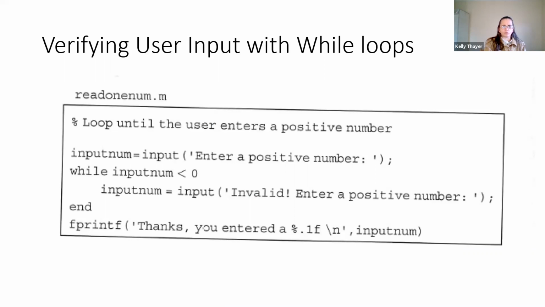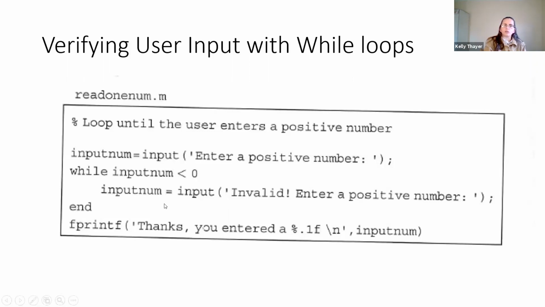We can also use inputs with while. We can use while loops to do verification of user input. This is an example of how that could be done. Here we're getting an input number using the input function, and the user is supposed to enter a positive number. While the input number is less than 0, we ask them for a positive number. It's going to ask them to enter it again, and notice that this is going to overwrite this variable right here. So hopefully they will figure it out and now type a positive number.